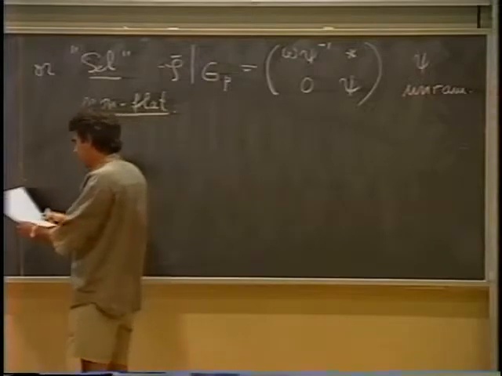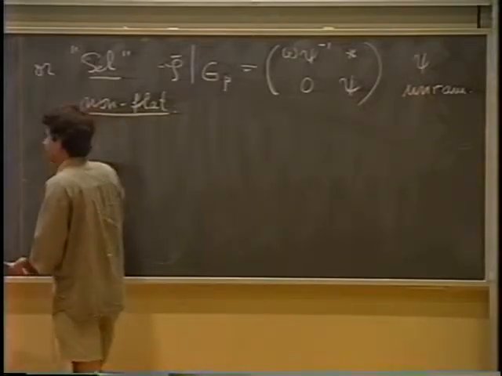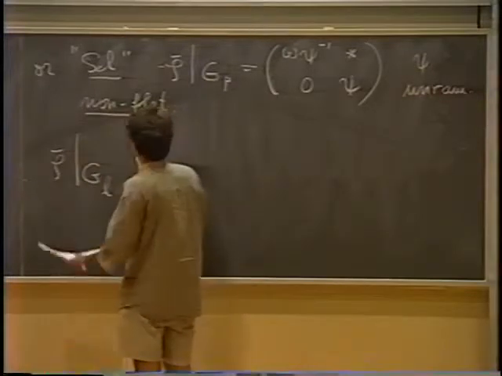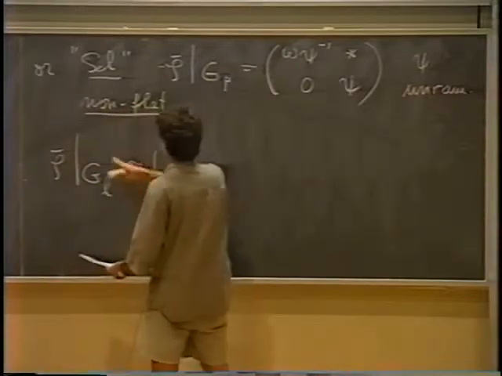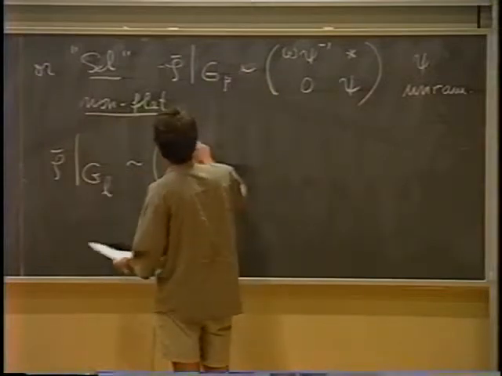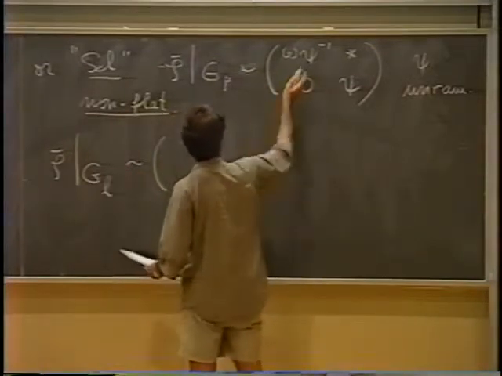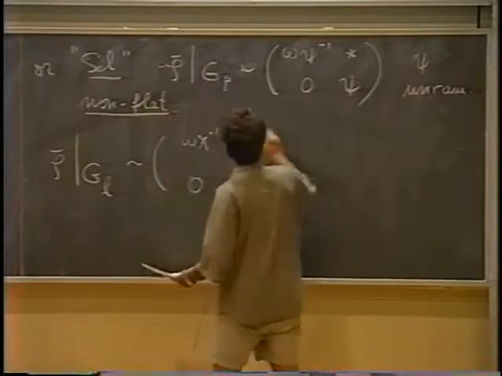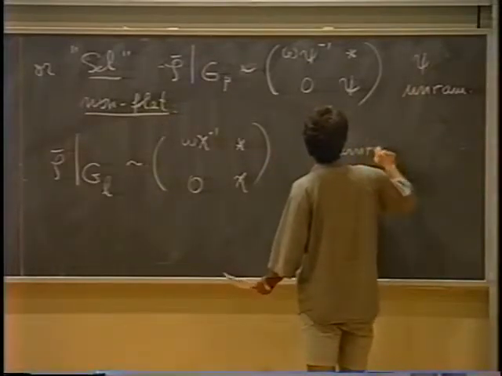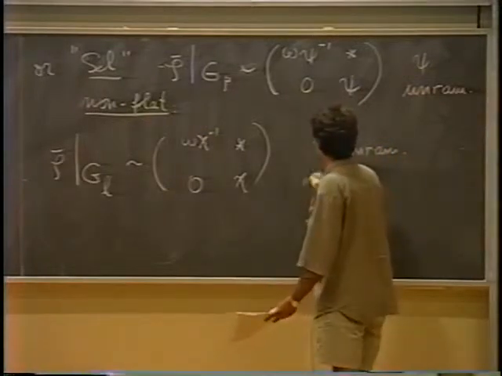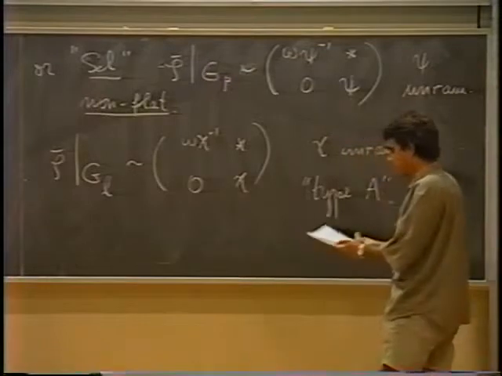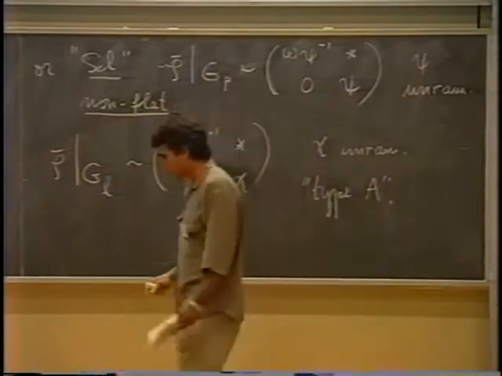Okay, and at L different from P, we assume that rho bar is of the shape omega chi inverse, star, chi, basically the same shape, where chi is unramified. And this is what Wiles calls type A. So here are some remarks before we go on.